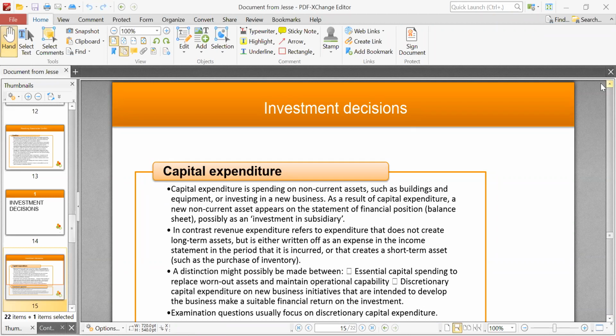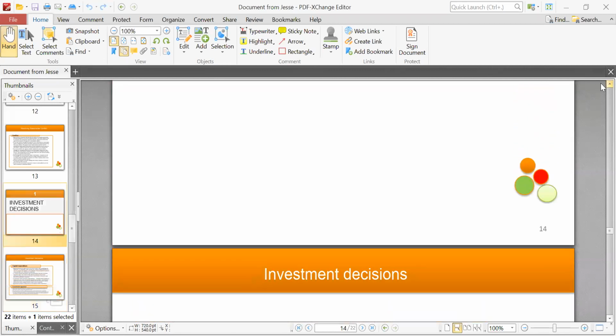Okay, so let's talk about investment decisions. Now, we cannot talk about investment decisions without talking about capex. So who can explain the difference between capital expenditure and revenue expenditure? Anyone knows the difference? Okay, if you can't explain the difference, what is capital expenditure?